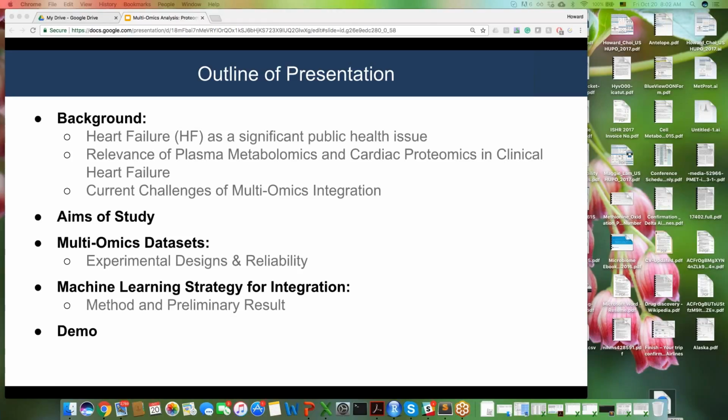So here's a brief outline of the presentation. I will start by giving background of heart failure as a significant public health issue. I will also talk about the relevance of plasma metabolomics and cardiac proteomics in clinical heart failure and current challenges of multi-omics integration. And then I will talk about the aims of the study and multi-omics data sets, including the experimental design, and I will study the reliability of the multi-omics data sets. And then I will talk about the methods of the machine learning based strategy for integration and quick preliminary results. And I will quickly show the demo at the end.